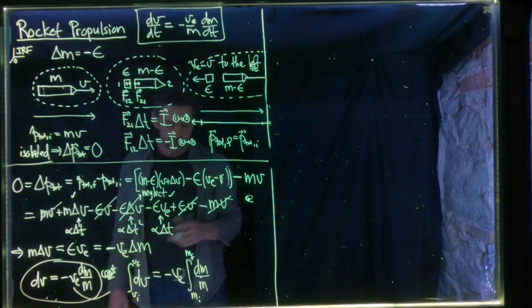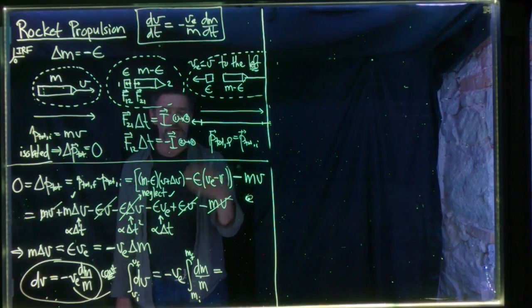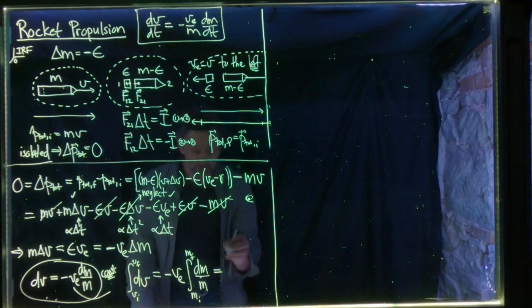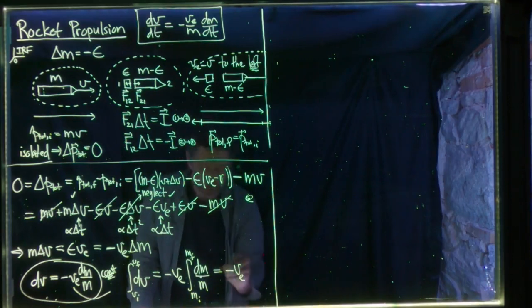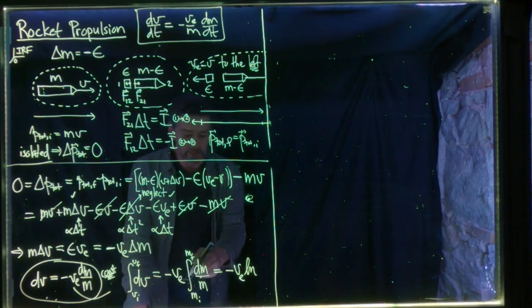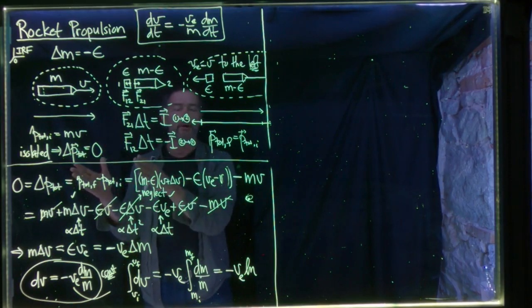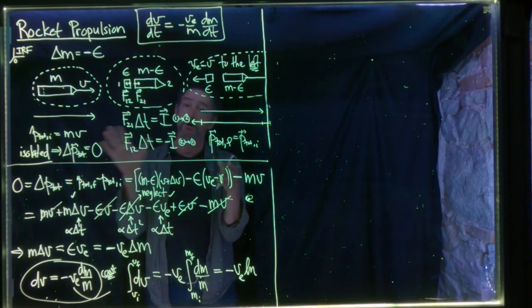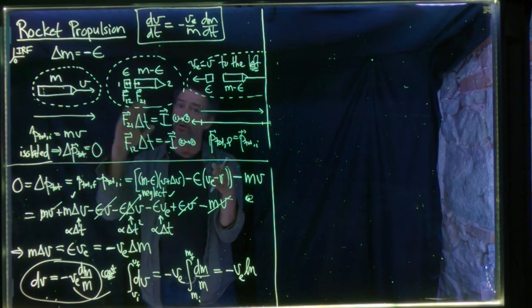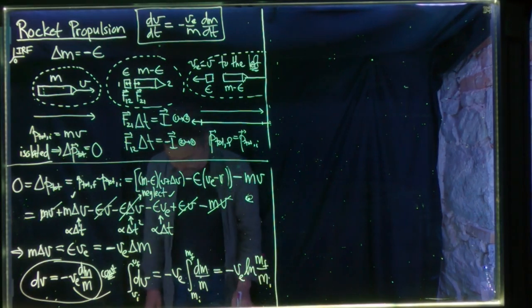Okay? And then, if you know a little bit of calculus, you know that the integral of 1 over x is log x, natural log of x. The integral of 1 over m is natural log of m. So this is negative VE times the natural log of m, evaluated at m final minus m initial. So it's the log of m final minus the log of m initial. But the log of a minus the log of b is the log of a over b. Okay, so this is the log of m final divided by m initial.